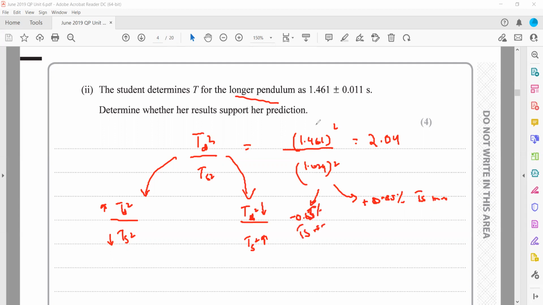But what about the maximum and minimum value of this one? So how to get the maximum value? We already know the uncertainty, so the maximum value will be 0.011.